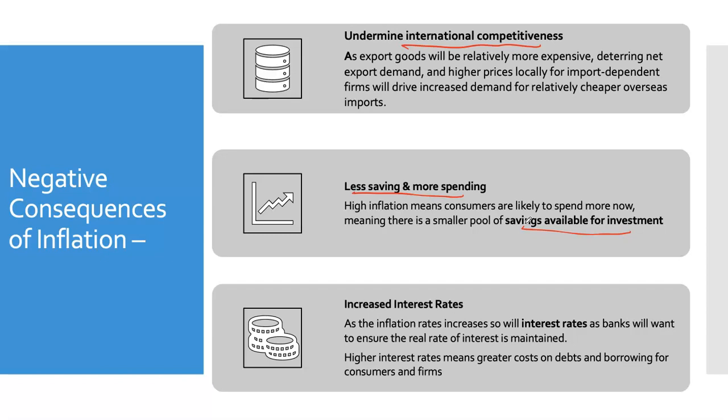And one of the things that the Reserve Bank will do in response to high inflation is try to increase interest rates. They do this to reduce the demand for goods or services because, as we know, increased interest rates reduce your aggregate demand. Now, this can result in our inflation going down, but it does result in higher interest rates, meaning there's greater costs on debt and borrowing.